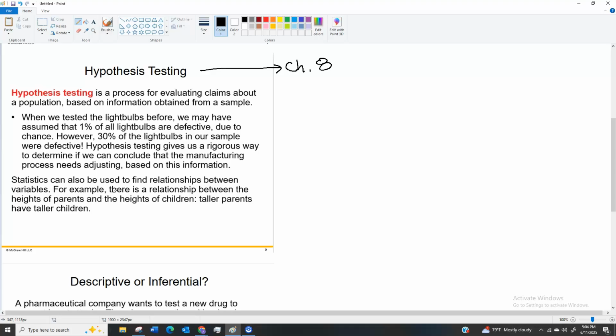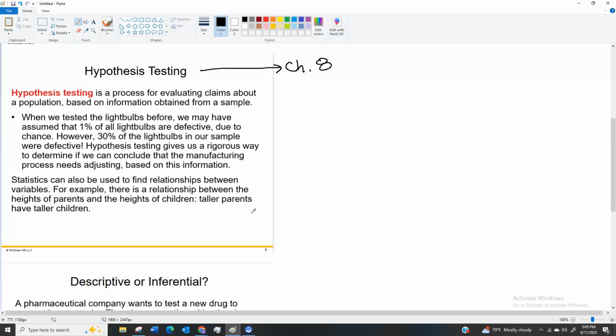And it can also be used to find relationships. So it says, for example, if you know the heights of parents, sometimes you can infer from past statistics how tall you expect their children to be. So taller parents, taller children, shorter parents, shorter children.